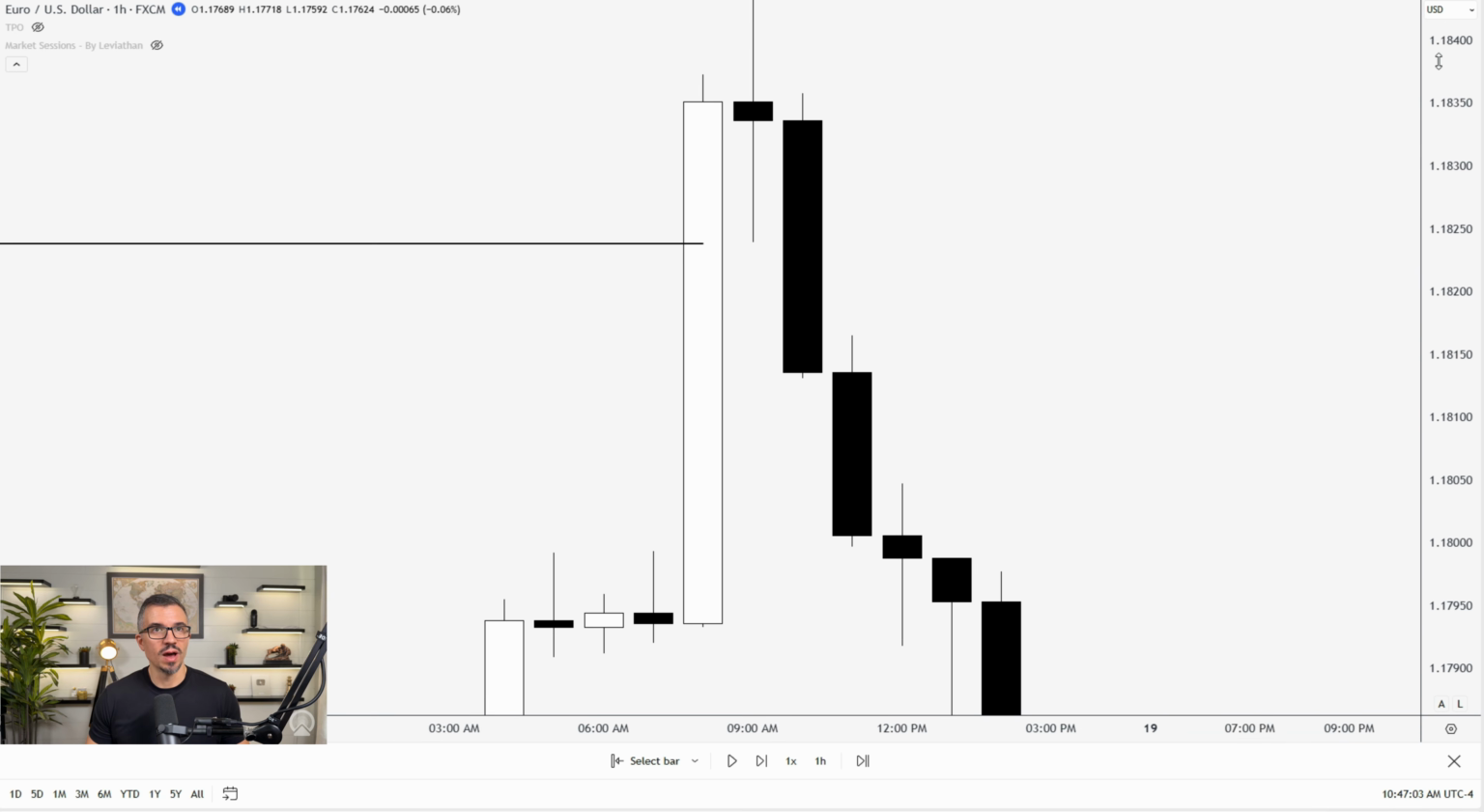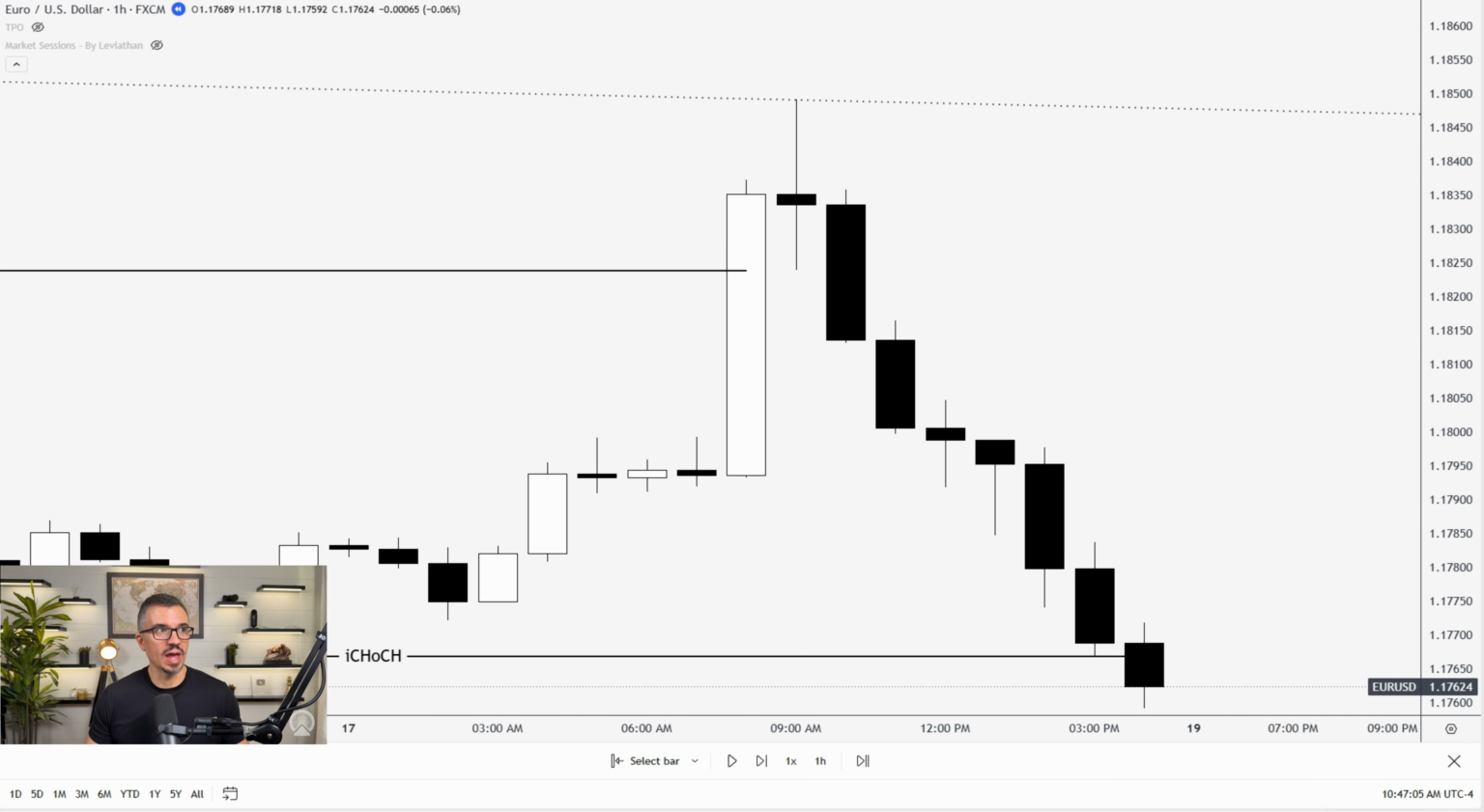We have a fair value gap, a very obvious fair value gap in this area. We have a few, in fact. All of this up here is a fair value gap. So really, a long wick on a higher time frame is nothing more than an inefficiency or fair value gap on a lower time frame.